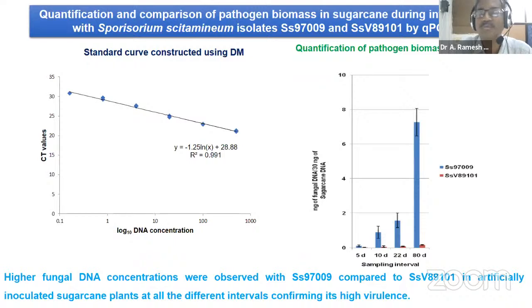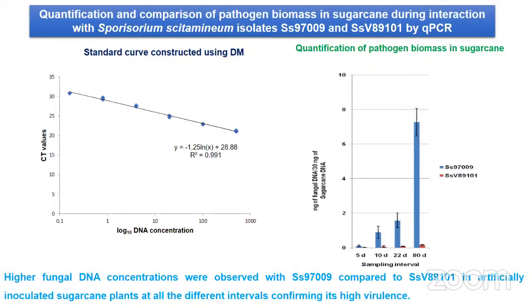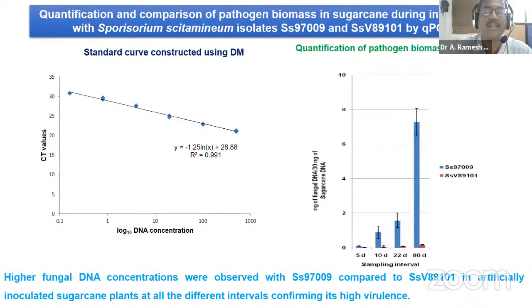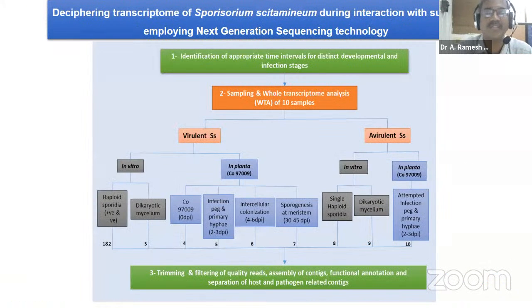And of course, we went to have an absolute quantification of the pathogen biomass by resorting to qPCR. We did all the groundwork. We optimized the conditions and developed a standard curve using distinct concentrations of DNA. And we ended up getting a very high level of pathogen titer with the highly virulent isolate as compared with the low virulent isolate over different time points. So this has given us enough confidence to proceed to the next generation sequencing platform.